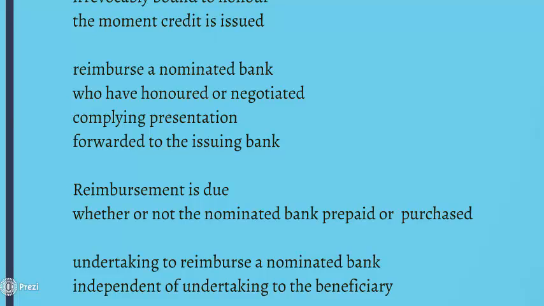The issuing bank is liable to reimburse the nominated bank when they have honored or negotiated. Honored or negotiated what? A complying presentation, which has been honored by the nominated bank and forwarded to the issuing bank. If the nominated bank can prove that the presentation was complying, and they had honored and forwarded it, then reimbursement to the nominated bank is due from the issuing bank. Reimbursement is due whether or not the nominated bank purchased or prepaid. So if they have just honored a complying presentation and forwarded the documents, it's enough.